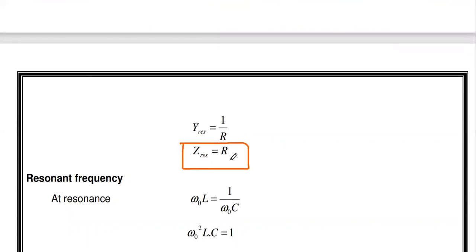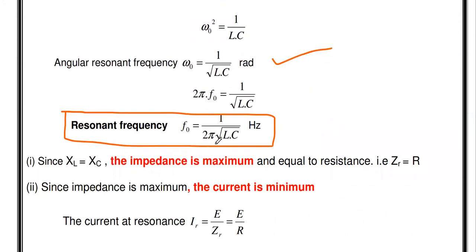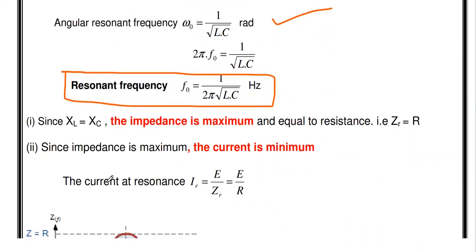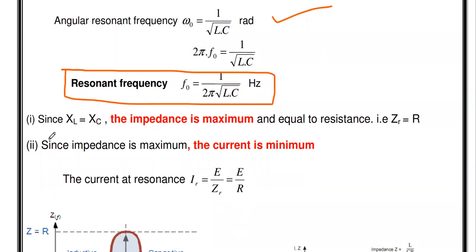Impedance at resonance equal to R means, what about the admittance at resonance condition? It's the reciprocal of impedance, so 1 divided by R. So this is the admittance at resonant condition. This is the impedance at resonant condition of this ideal RLC circuit. And this is the resonant frequency formula. So from this equation, we can conclude for this ideal RLC circuit that at XL equal to XC, that is at resonance, the impedance here is maximum.